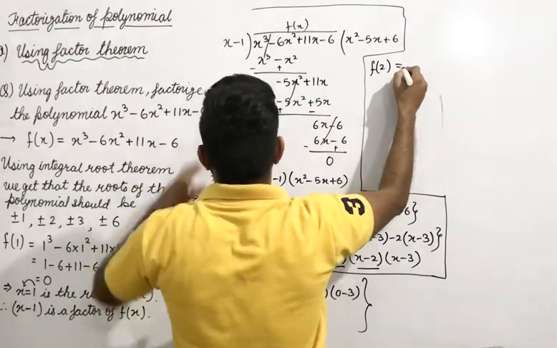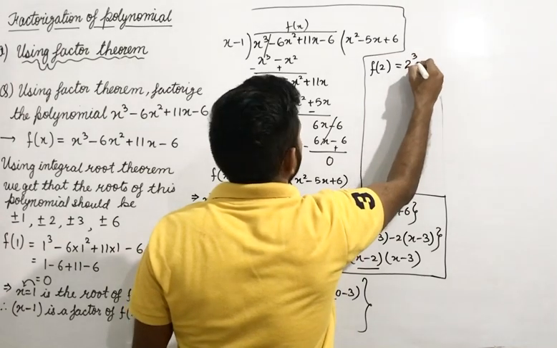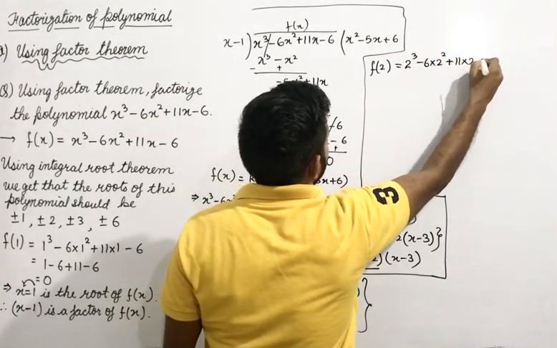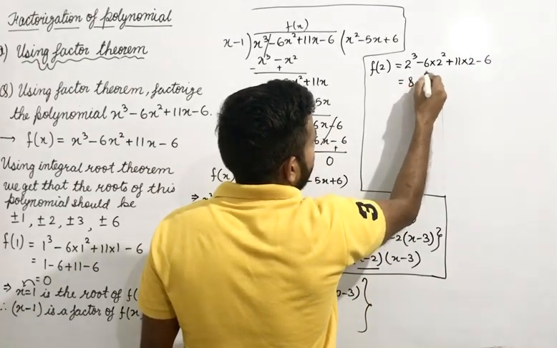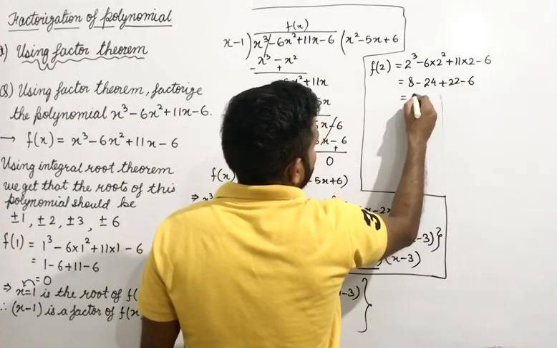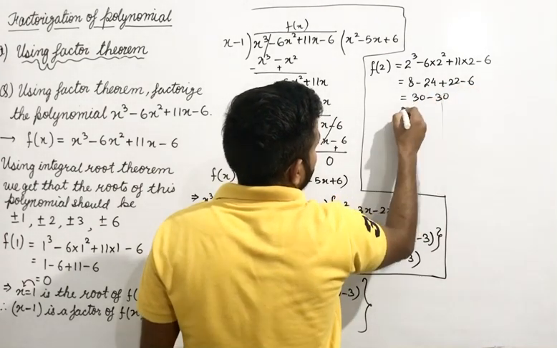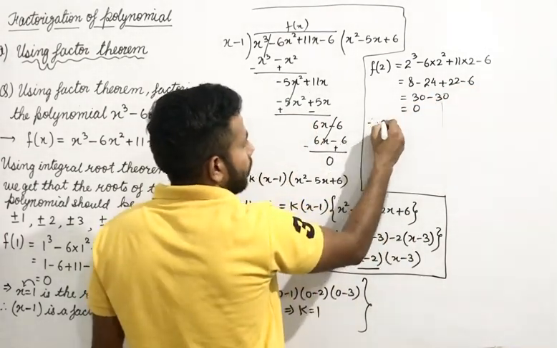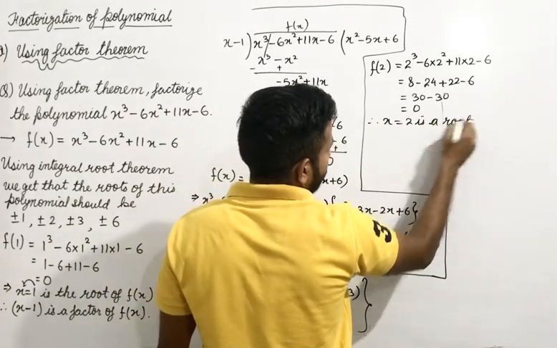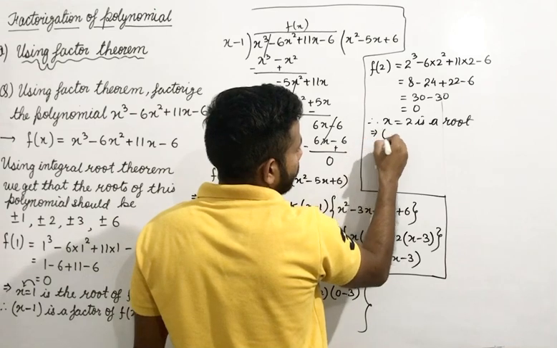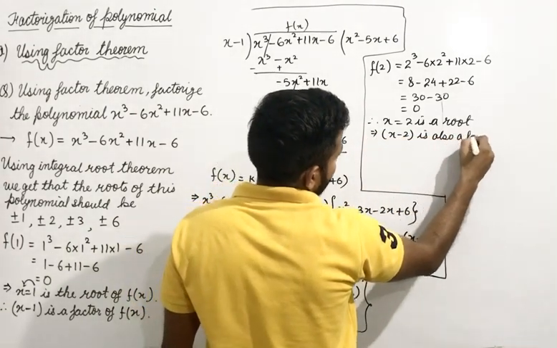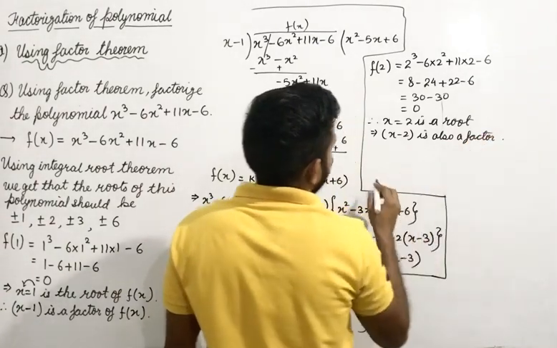f(2) equals 2 cube minus 6 into 2 square plus 11 into 2 minus 6, 8 minus 24 plus 22 minus 6. This is 30 minus 30 equals 0. Therefore, x equals 2 is a root. It's also a factor.